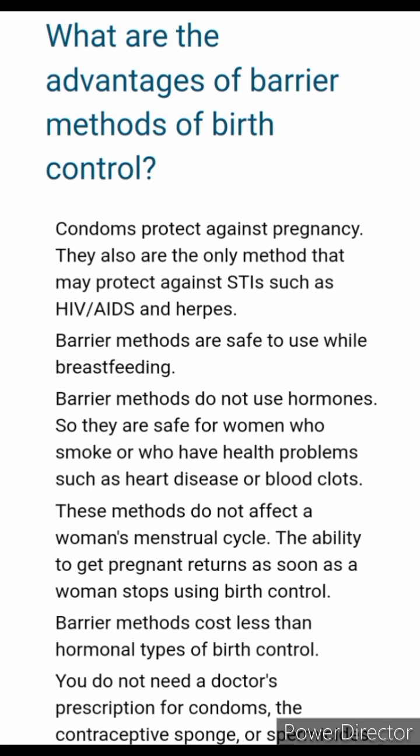This method does not affect the woman's menstrual cycle and causes fewer side effects than hormonal types of birth control.